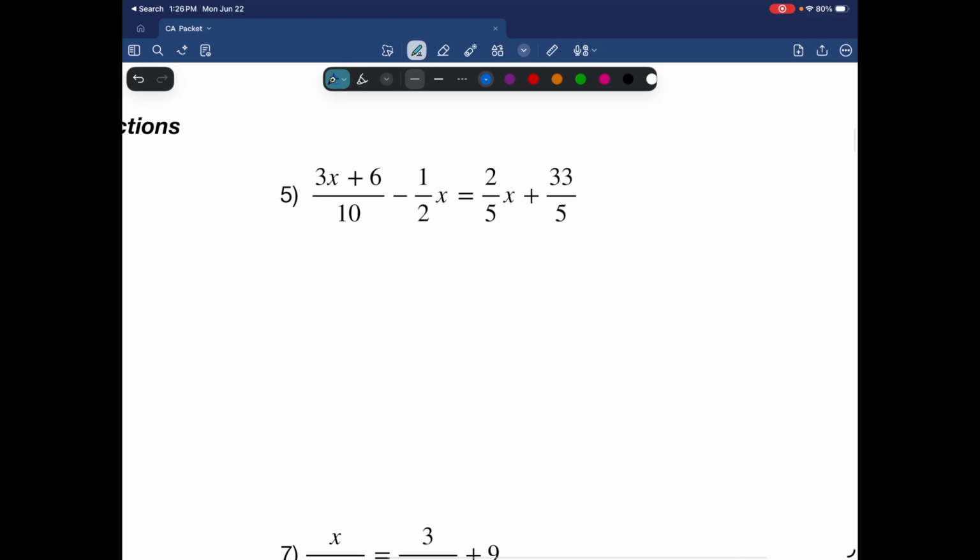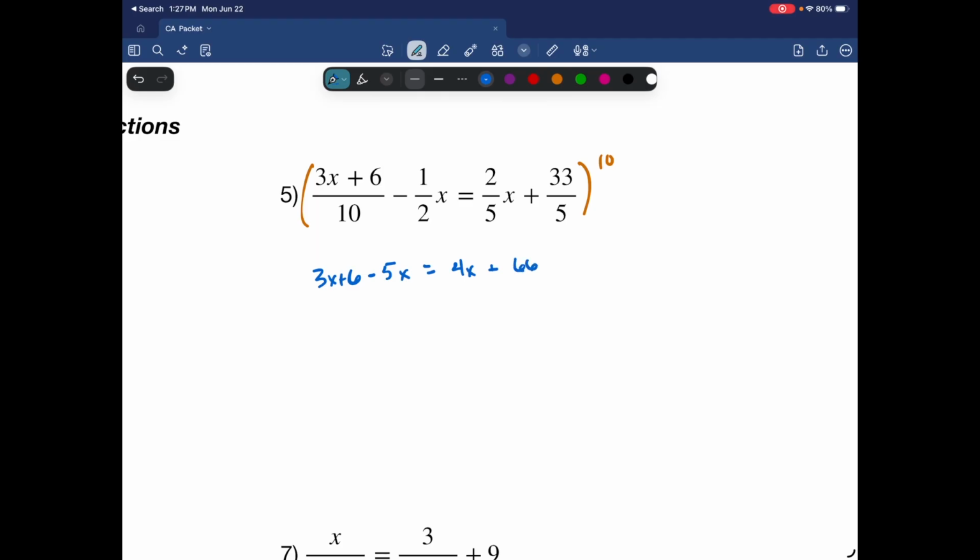Okay, number 5, my common denominator. Let's see, I got 10, 2, 5. 2 and 5 go into 10, so 10 would be my common denominator, so let's multiply. All right, because 10 is my first denominator, those are just going to cancel, and I'm left with 3x plus 6. Minus half of 10 is 5, so I got 5x here. 5 goes into 10 2 times. 2 times 2 is 4, so I got 4x. Plus 5 times 2, 5 goes into 10 2 times. 2 times 33 is 66.